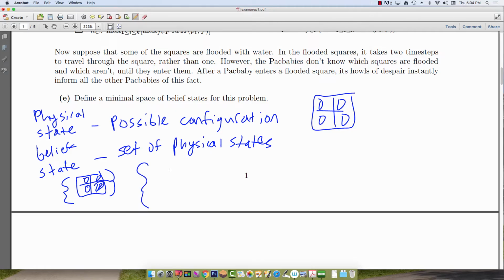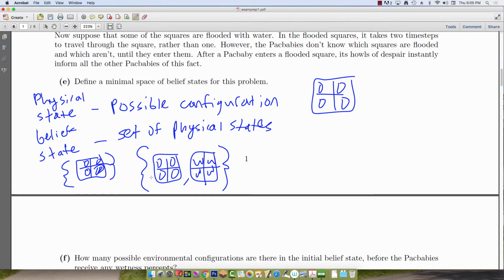Here's another belief state: dry, dry, dry, dry, and wet, wet, wet, wet. This belief state contains 2 physical states inside of it. What this represents is that we believe the true configuration could be one of these 2, either one. The reason belief states look like this is that when we're playing this game, we don't know what the true physical state of the board is, so we need to keep a set of possible physical states. So a belief state is a set of physical states that we think are possible.